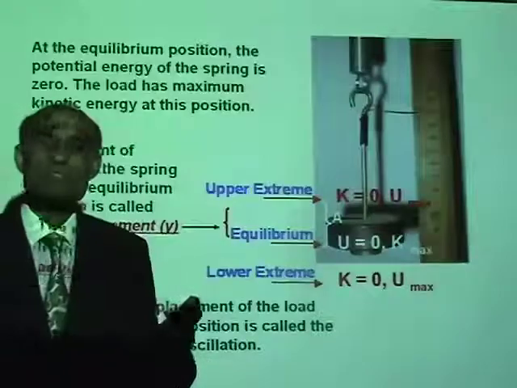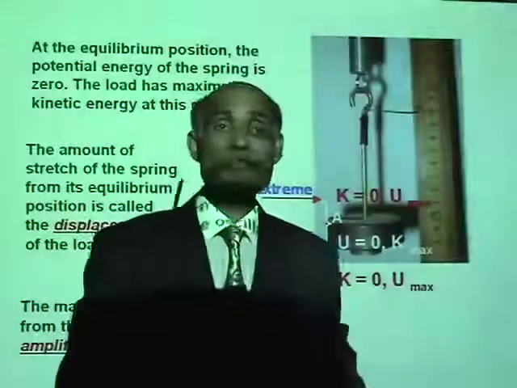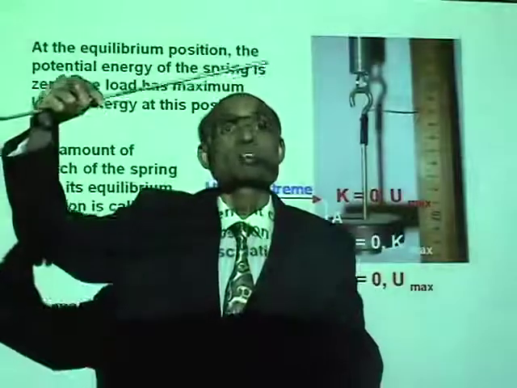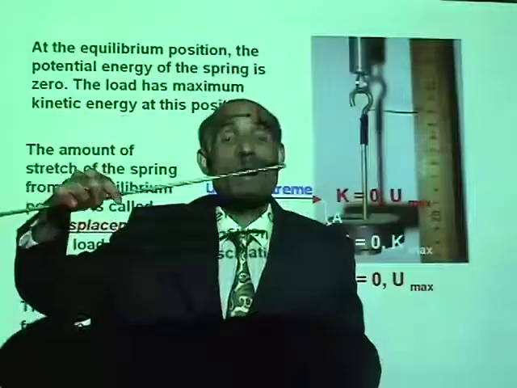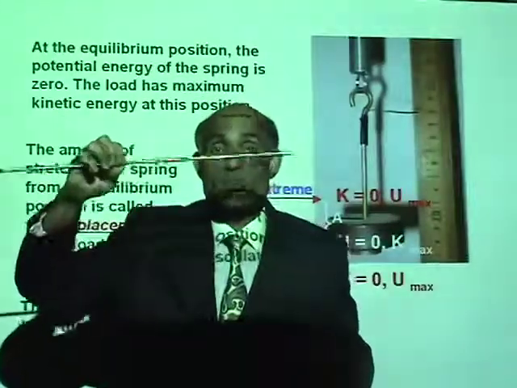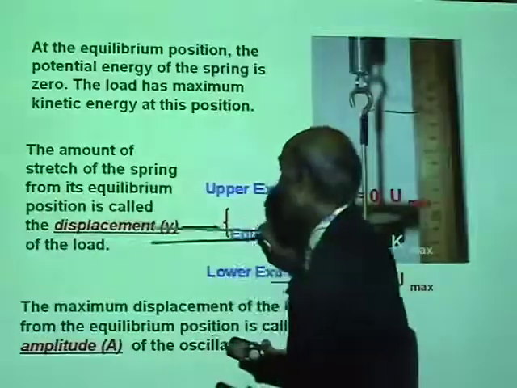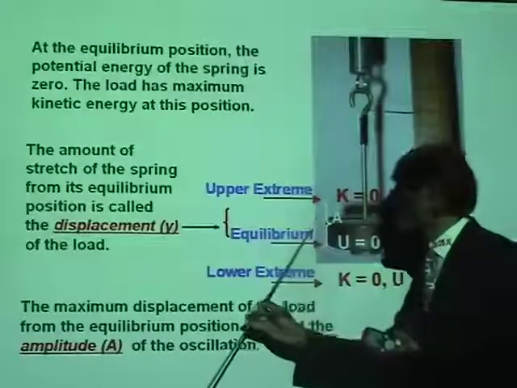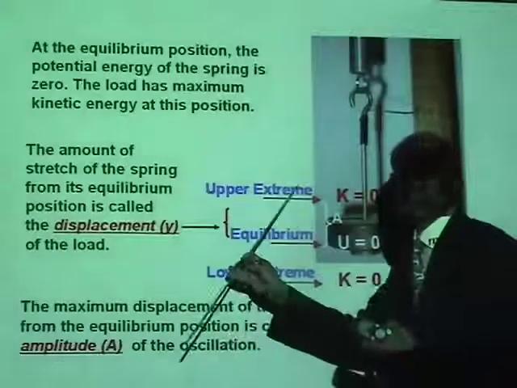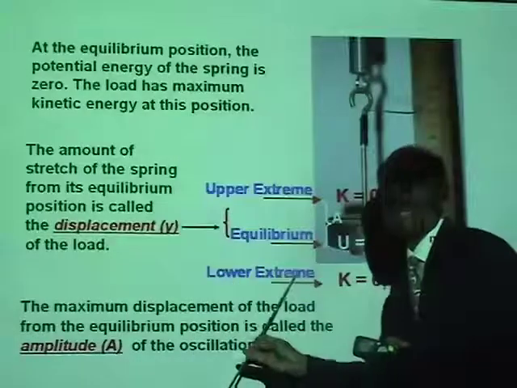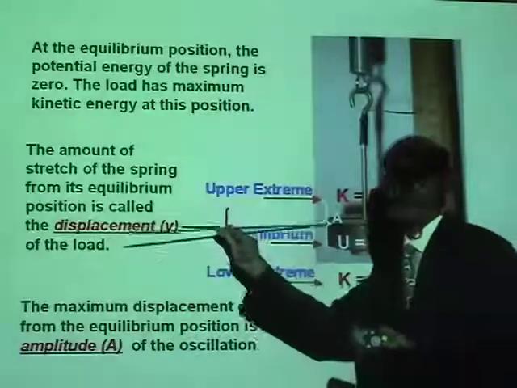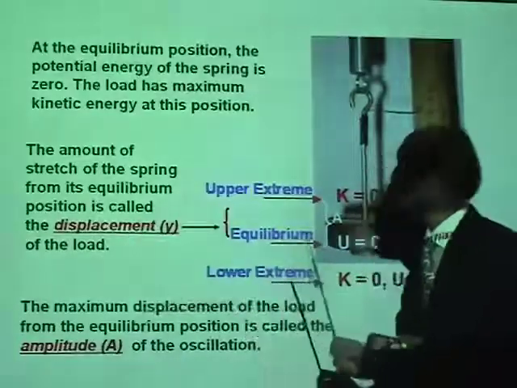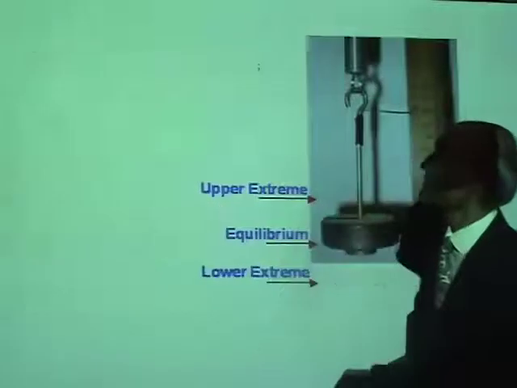So what does the amplitude mean? Amplitude of oscillation is the maximum displacement of the oscillating object, and displacement is measured from where? From the equilibrium position. That means the displacement can be positive or negative. An upward displacement is positive and a downward displacement is negative.